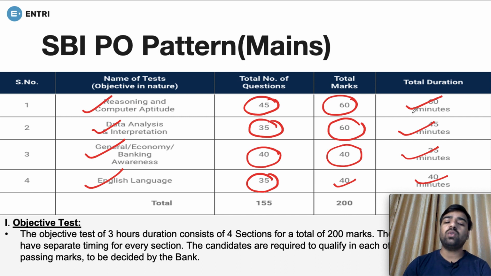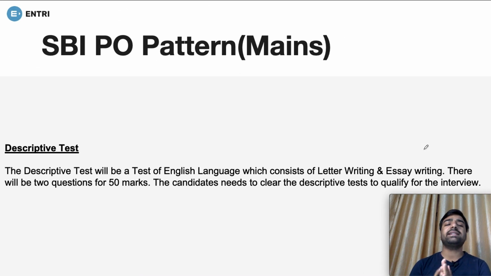But here you are going to have separate timing for every section. As you have seen, it was 60 minutes, then 45, then 35, then 40. Fine. So candidates need to qualify in each one of them. Qualifying marks or passing marks will be decided by the bank.